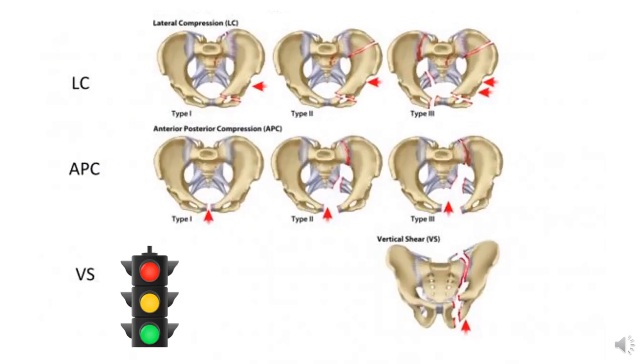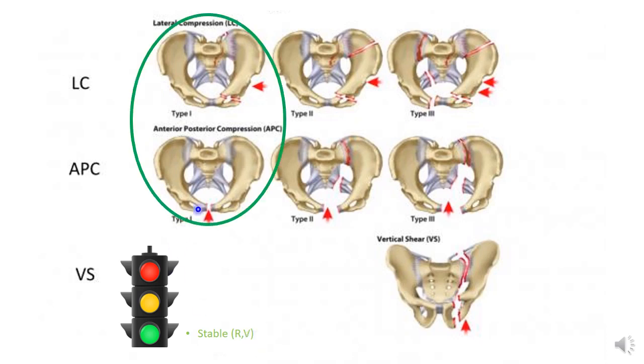If we try to group the Young-Burgess classification according to the stability using this traffic light system, what will be the stable injuries, rotationally and vertically? These are the mild form of anteroposterior compression and the mild form of lateral compression, which is very small displacement.